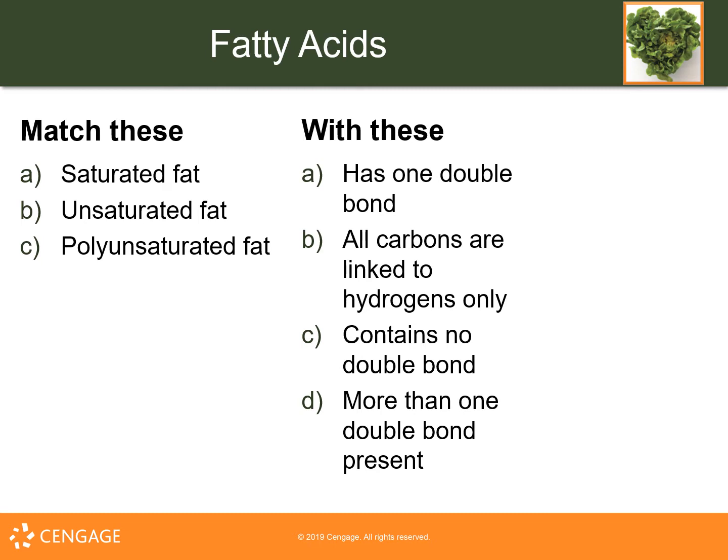Again, I encourage you to pause this presentation momentarily and see if you can answer yourself. So starting with the left column, A, saturated fat matches with B, all carbons are linked to hydrogens only, and C, contains no double bond. B, unsaturated fat matches with A, has 1 double bond. And C, polyunsaturated fat matches with D, more than 1 double bond present.